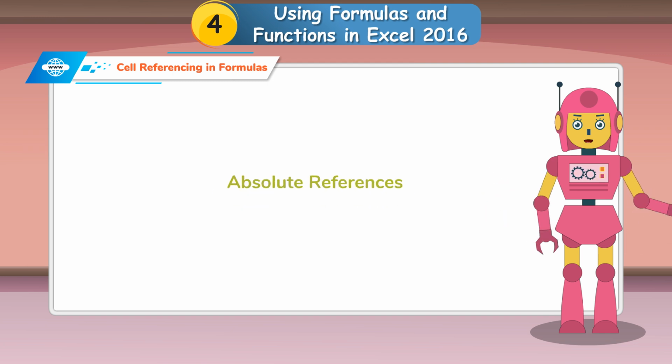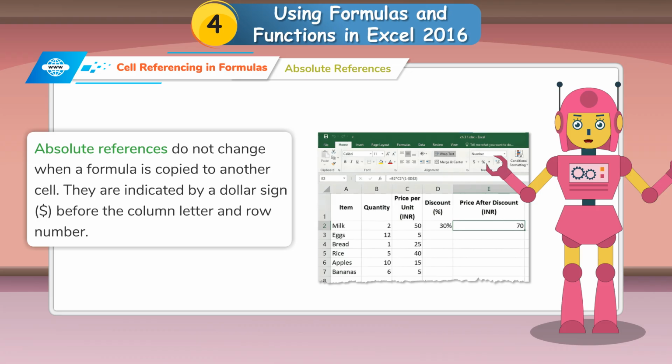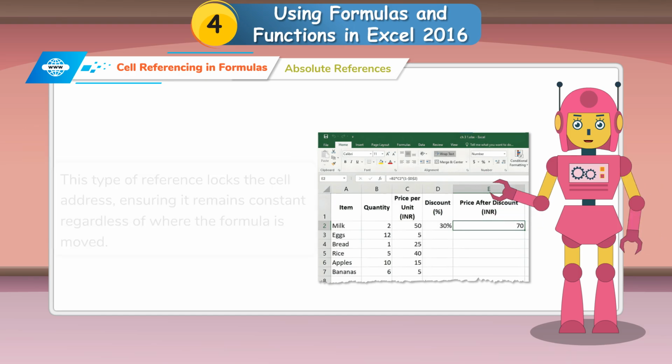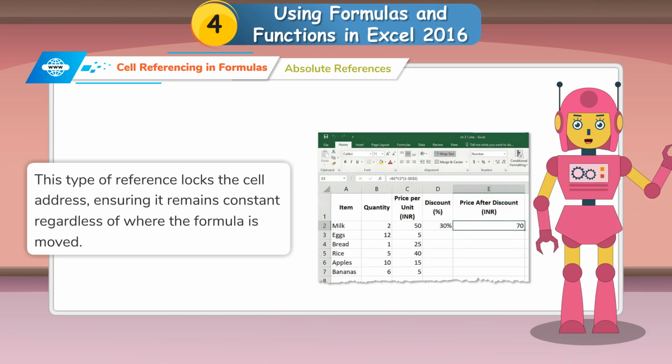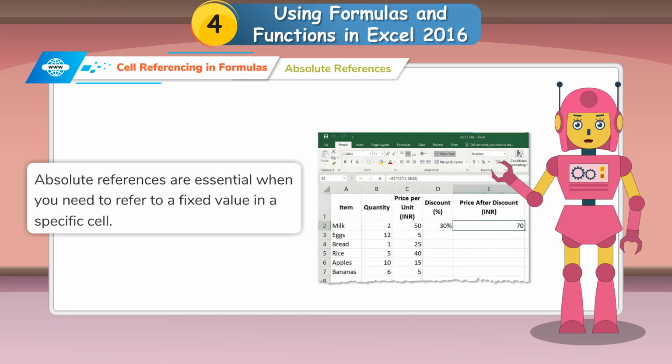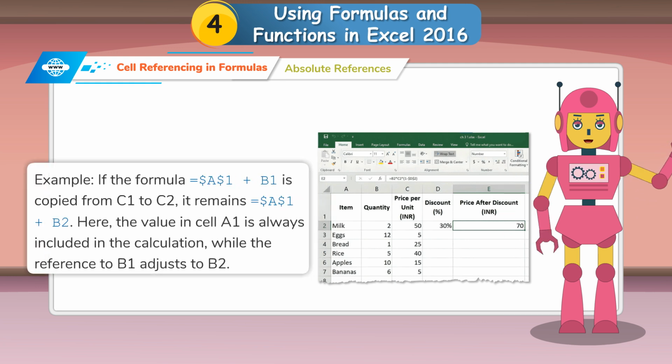Absolute references. Absolute references do not change when a formula is copied to another cell. They are indicated by a $ sign before the column letter and row number. This type of reference locks the cell address, ensuring it remains constant regardless of where the formula is moved. Absolute references are essential when you need to refer to a fixed value in a specific cell.